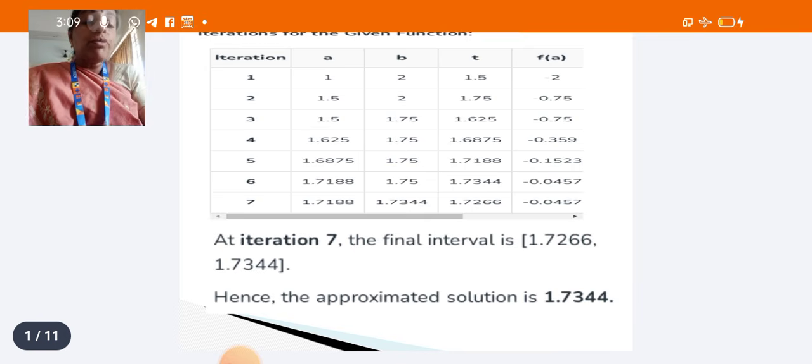If you continue this process as iterations, we get the 7th iteration value as 1.7266 or 1.7344. Hence, the approximate solution of the problem is 1.7344. This is the way to find the solution of the given polynomial using the bisection method.